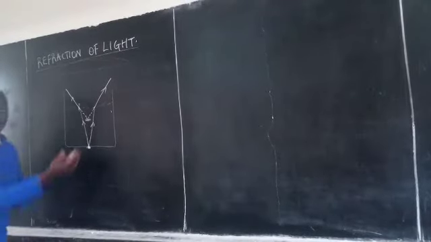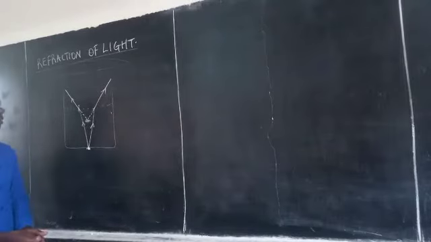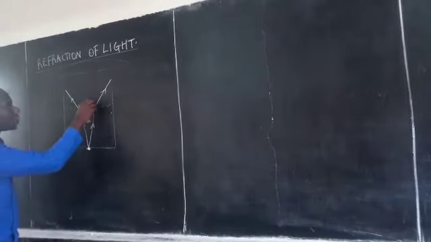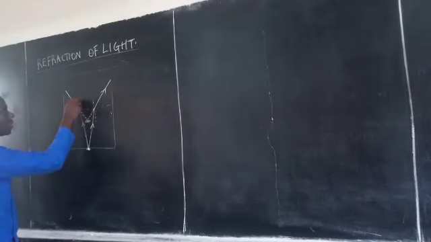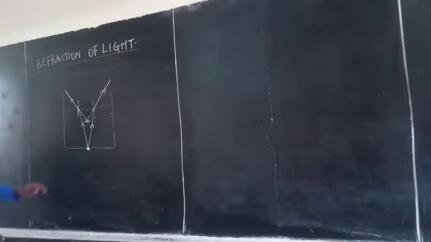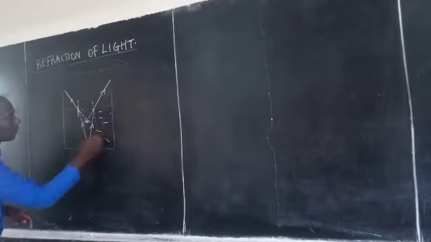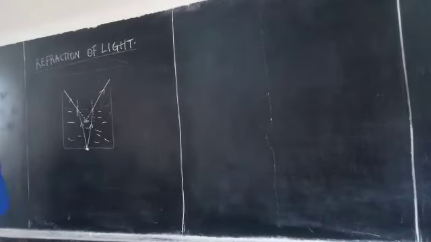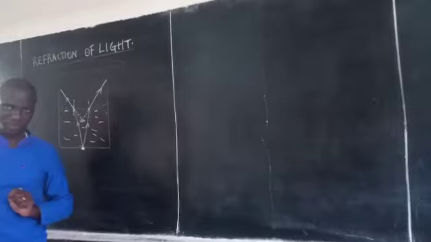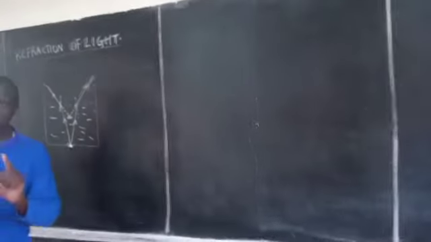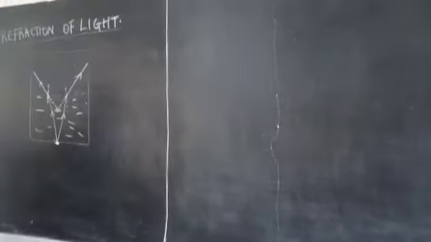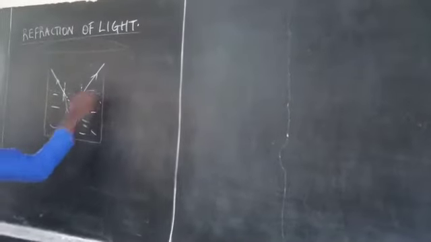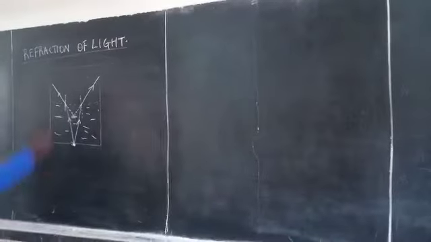Which effect brings that? What causes it? It is because when light reaches the boundary, this is called a boundary. Let's say this is water, and maybe this is air. There is change in the direction of light. There is change in the speed of light. Therefore, this effect is given a specific name, like any other thing must be named. And this is what we call refraction of light.